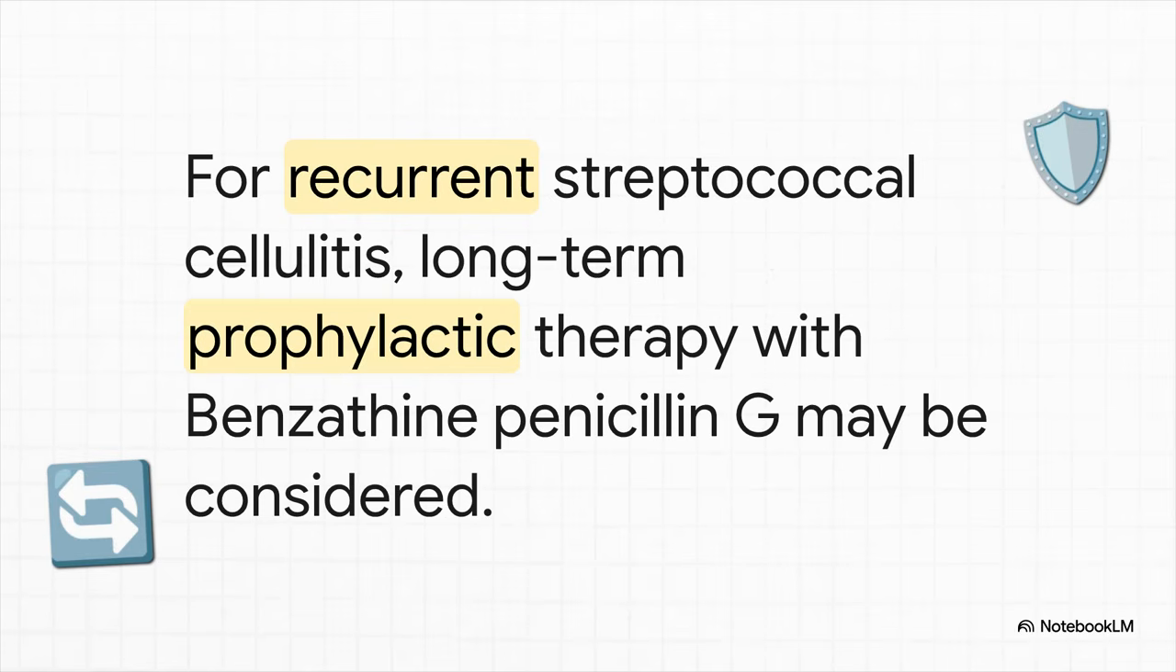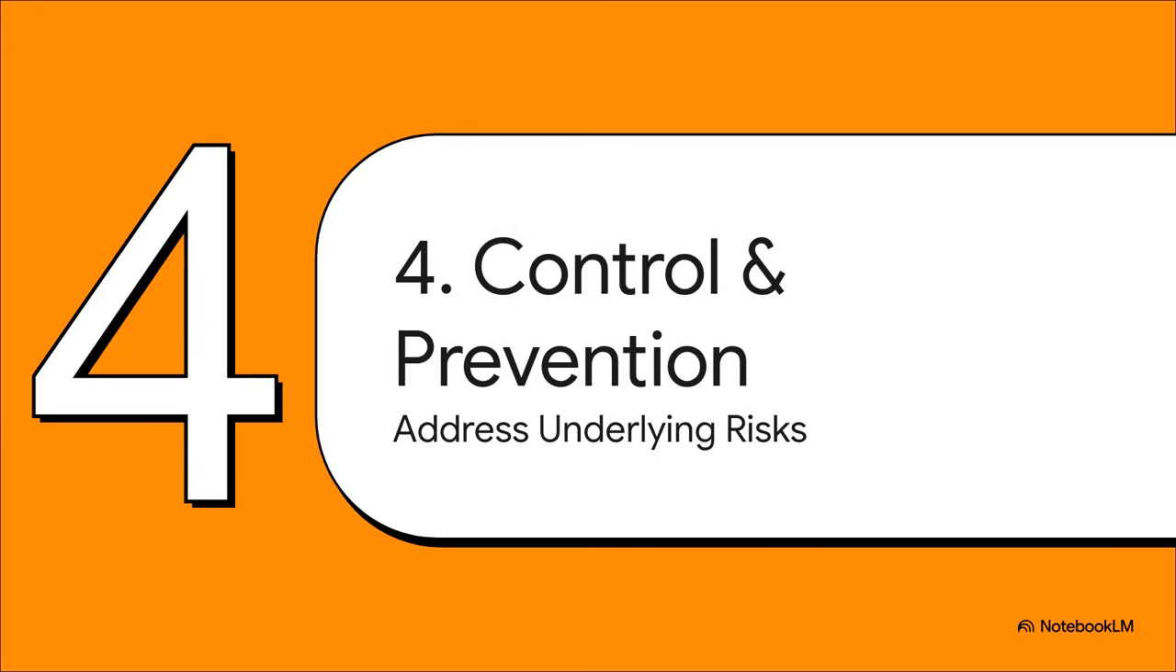Now, what about those patients who just keep getting it over and over again, especially if they have a known risk factor like lymphedema? For them, we have to consider long-term antibiotic prophylaxis to suppress the infection. If we know it's strep causing the problem, long-acting benzathine penicillin G can dramatically cut down on how often it comes back.